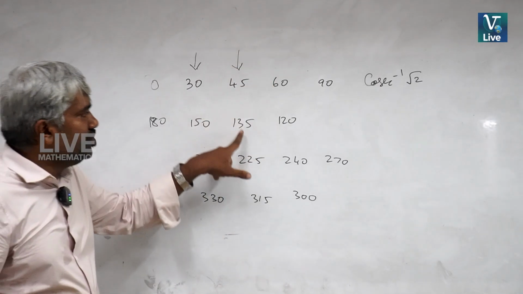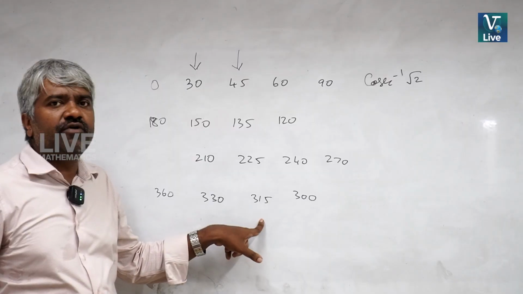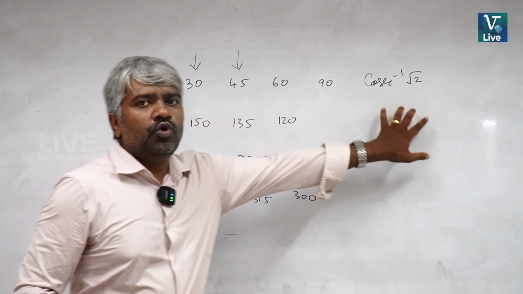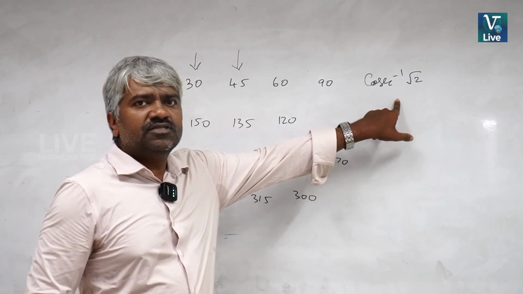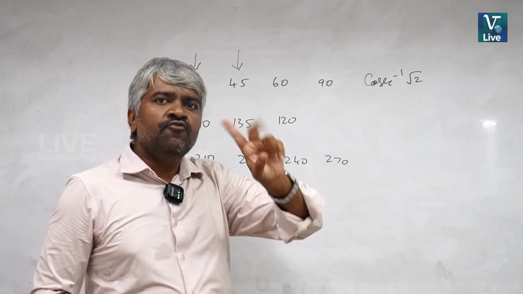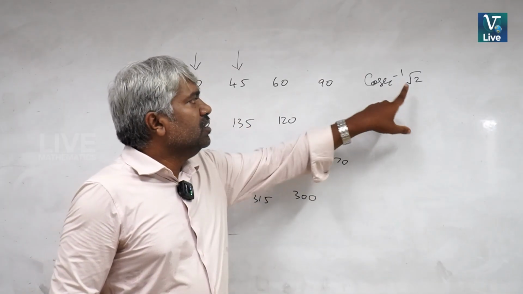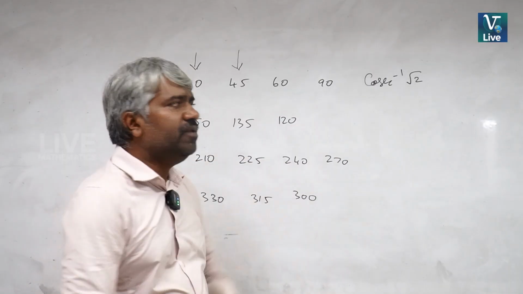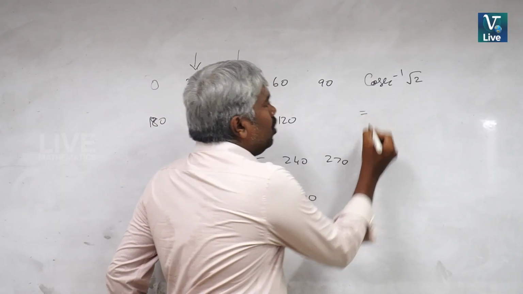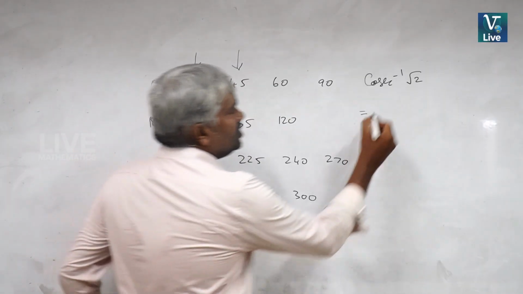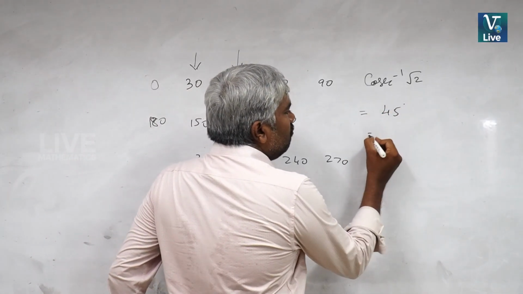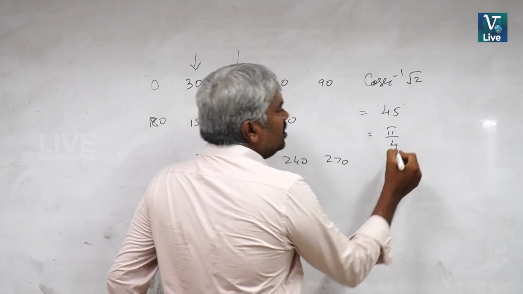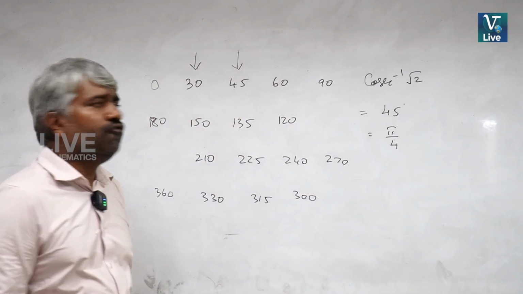Cosecant of 45, 135, 225, 315, everything will be root 2. Since it is positive, it comes under the first and fourth quadrant, so the principal value of cosecant inverse of root 2 will be the first quadrant value. So what is the first quadrant value? Sir, it is 45 degrees, which is pi by 4.